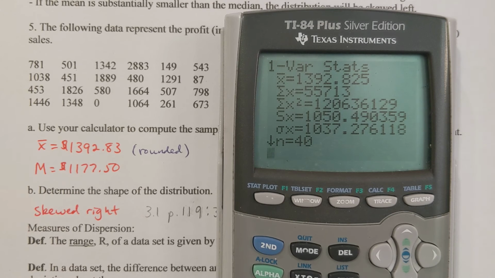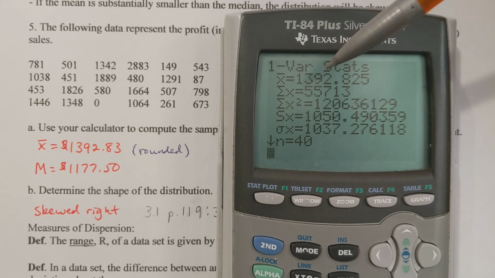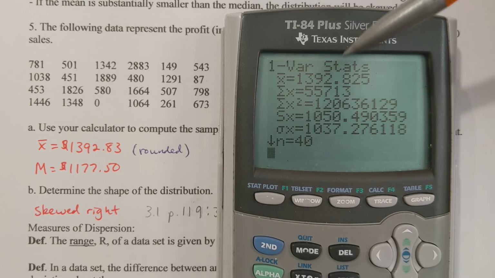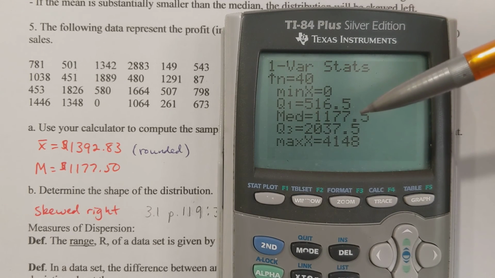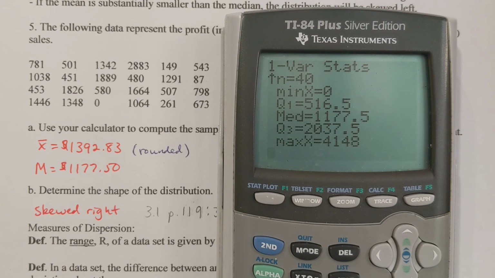And by the way, your calculator doesn't know if it's a population or a sample. Okay, so they're always going to give you what will be the sample mean. The mean is the mean, whether it's a population or a sample, right? So it's not like it's a different formula or anything like that. If I scroll down, the median is also listed, so $1,177.50. Okay. Now those would be the values that I'm getting.